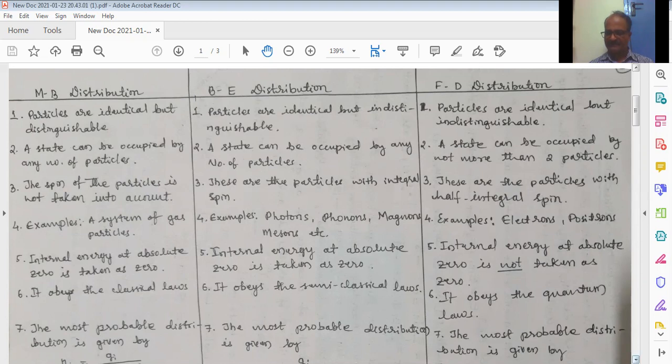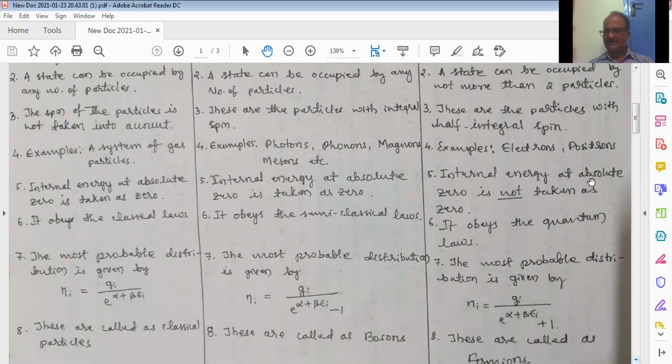And internal energy at absolute zero is not taken as zero because quantum mechanics tells that, even though the system is at absolute zero, it will have a certain minimum energy that is called the zero point energy. So that is the reason why we are not taking the internal energy at absolute zero as zero, and it obeys the quantum laws.